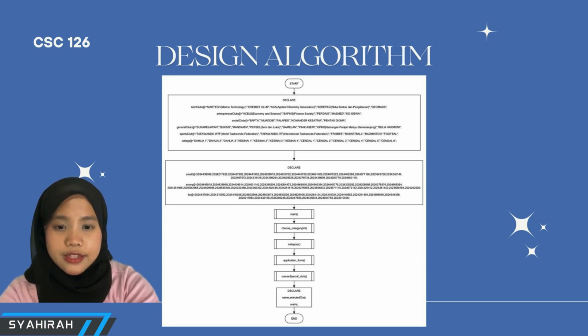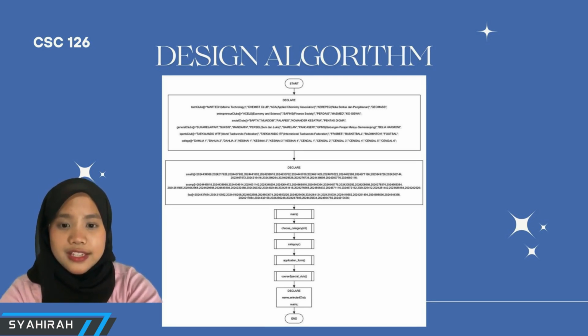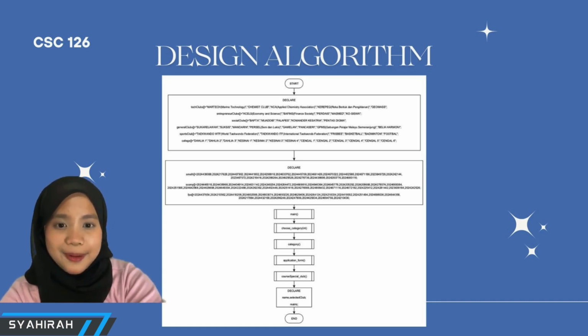Then the application form collects student details, ensuring non-error input. Next, the course special club function helps match students to a specific club based on their course or interest. Finally, student details including name, matric number, and selected club are stored before the process ends.